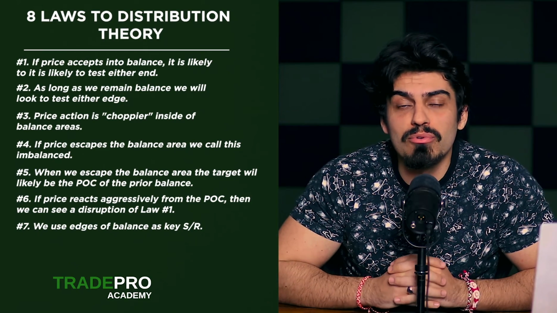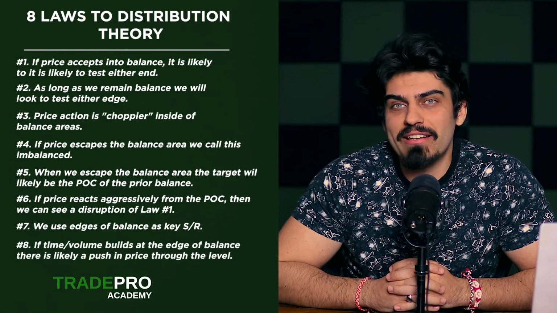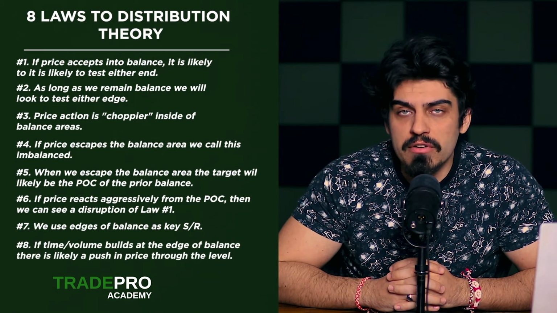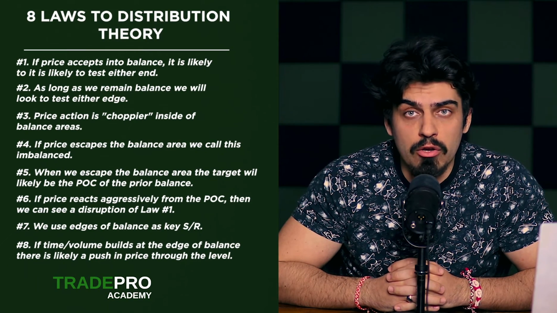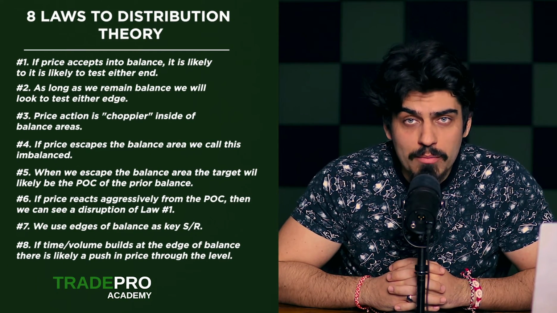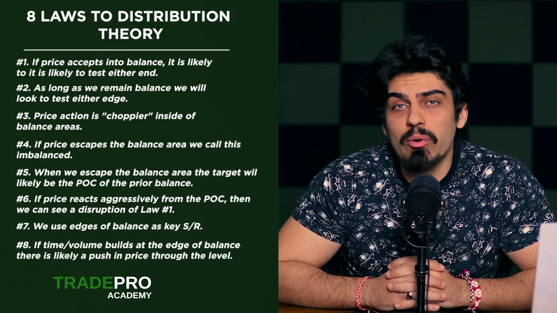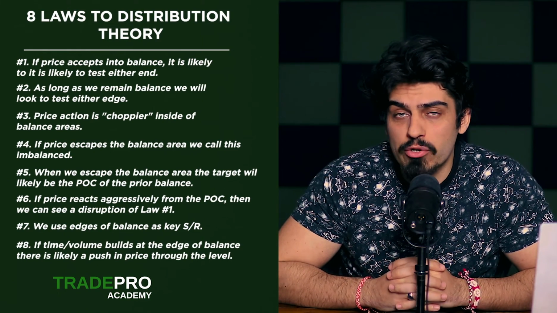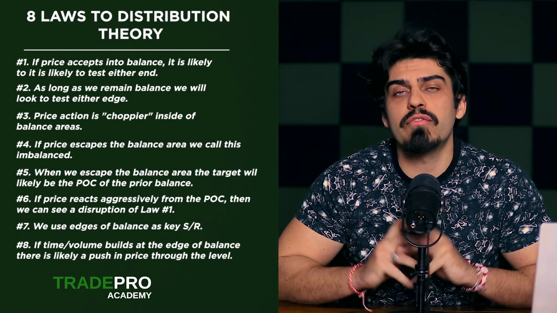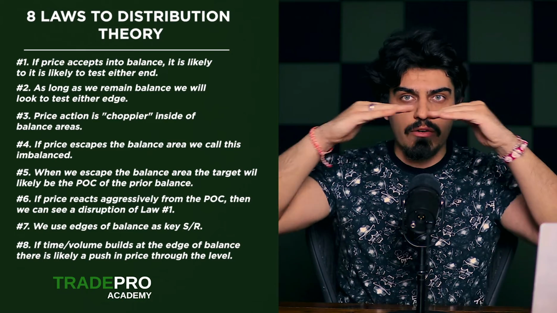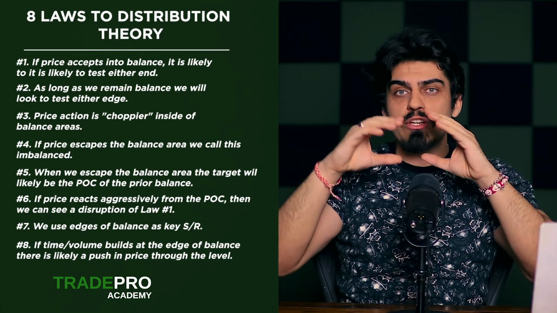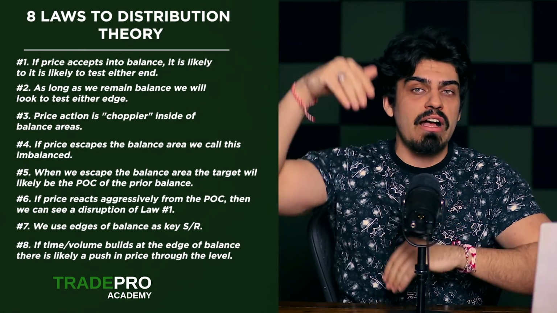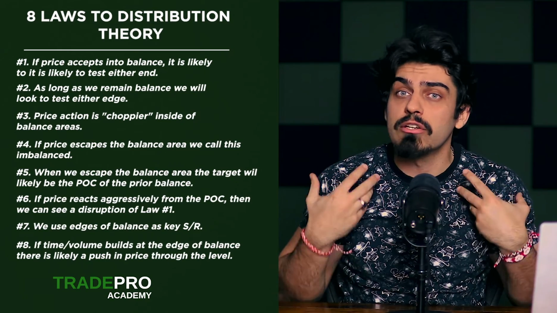And then the final rule, rule number 8, if we spend a lot of time and volume rejecting either the value area high or the value area low without testing the opposite, we are most likely going to continue the move through and create imbalance. For example, if we continuously test the value area low, continuous bounce, bounce, bounce, and we don't come up into the value area high, the value area low is most likely going to be broken.